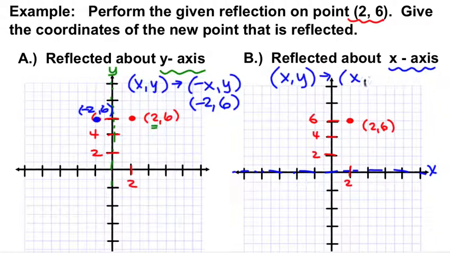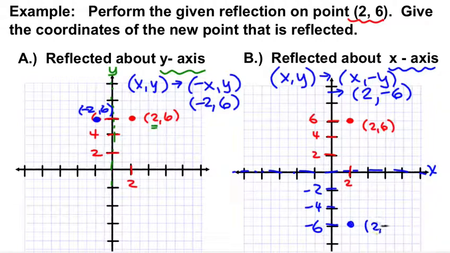So your x will stay, but now your y will be the negative. So your new ordered pair then will be 2 stays as it is, and then 6 becomes the opposite sign. So it's going to be 2, negative 6 will be the new point. So now we're down here. All right, that takes care of reflection.